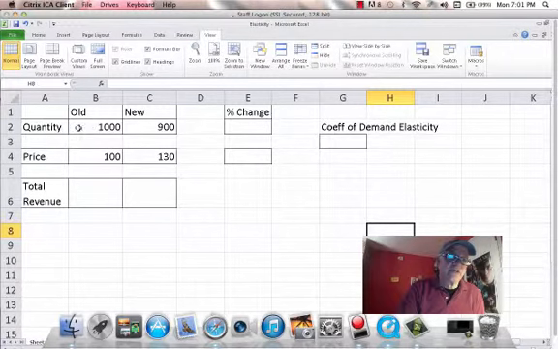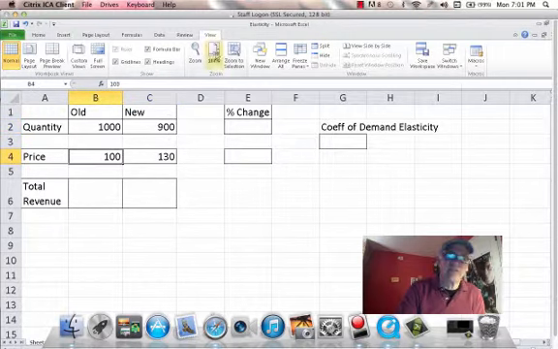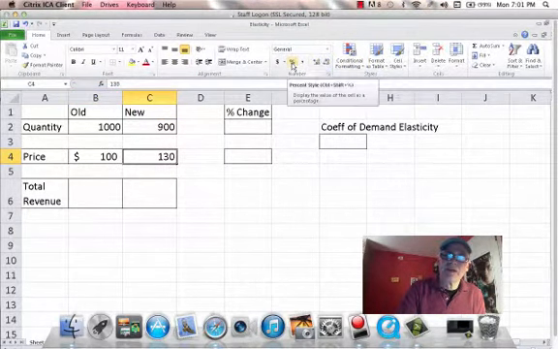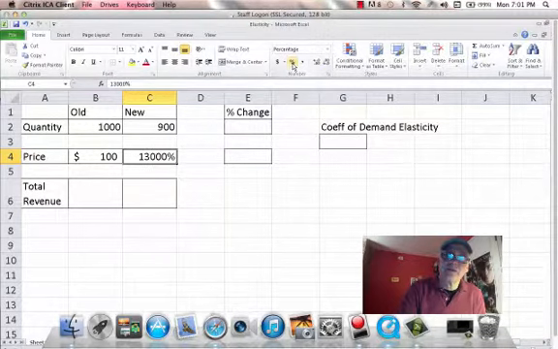So in this theory, I've got my quantity sold. I'm going to go from 1,000 sold to 900 sold by raising my prices from, make these look like dollars, $100 per item. I don't know, let's say I'm selling some kind of shoes or something. And then I'm going to raise my prices by, obviously here, 30%, right?